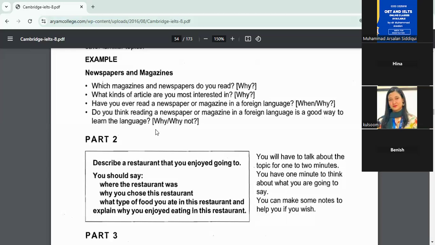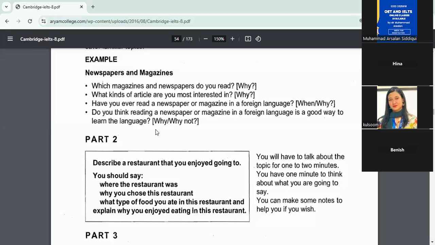Do you think reading a newspaper or magazine in a foreign language is a good way to learn a language? Why or why not? It's all up to you. Well, I think that it is one of the best ways, but not the only way to learn a language, because by reading a newspaper or magazine, we can have a lot of sentences, new words, vocabulary, and the context. And I have personally learned a lot of my English from newspapers. मैंने रीजन भी दे दिया कि मैं क्यों उसे सही समझता हूँ.